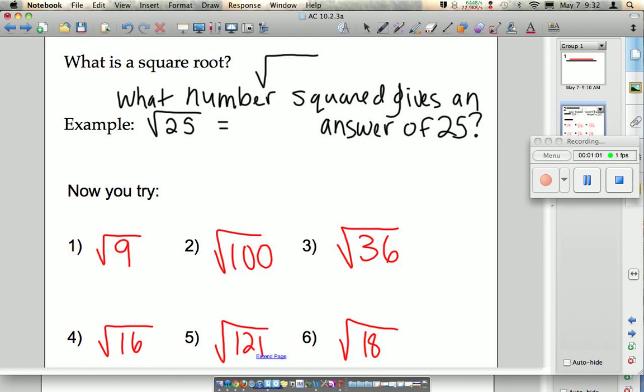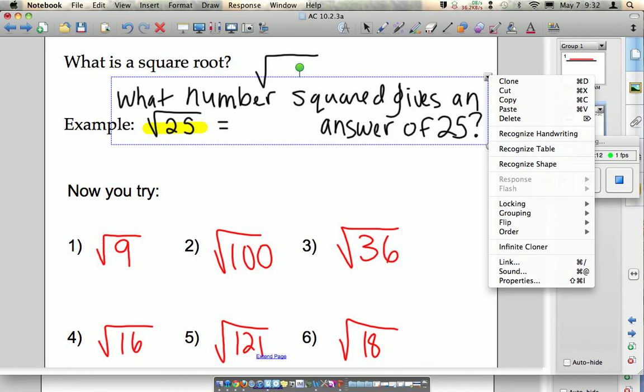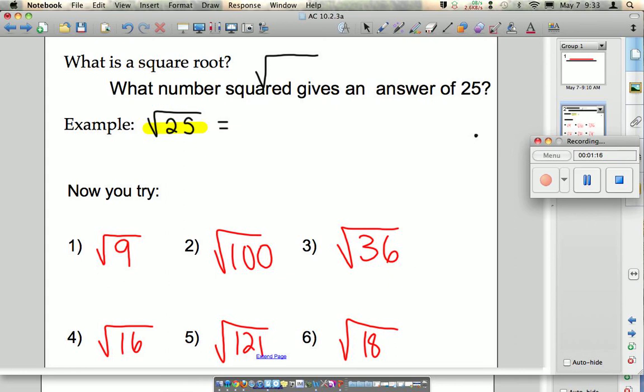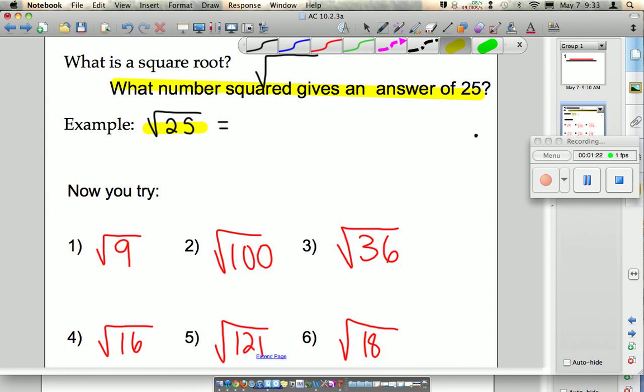That's what this question is asking right here, this one problem. That is what that is saying. What number squared gives an answer of 25? So we're being asked that question in that statement right there. And well, let's see, what number squared gives an answer of 25? Well, the number 5 gives an answer of 25, because 5 squared equals 25.